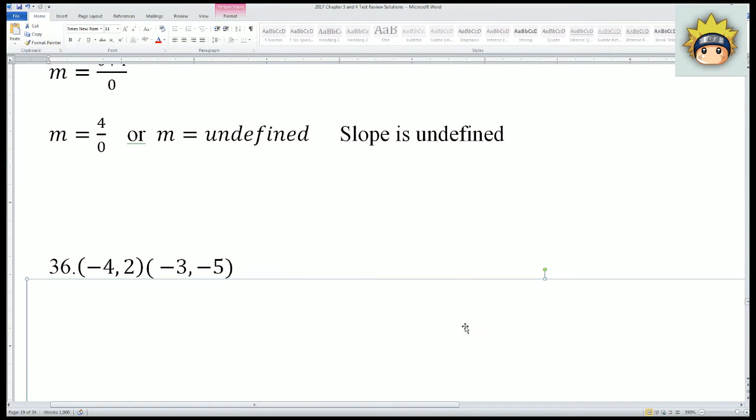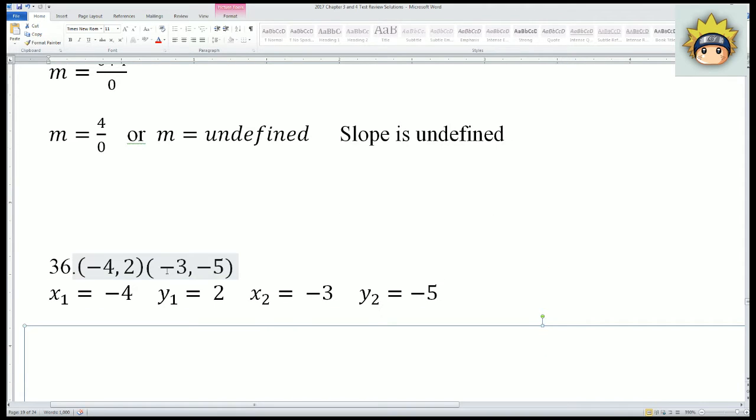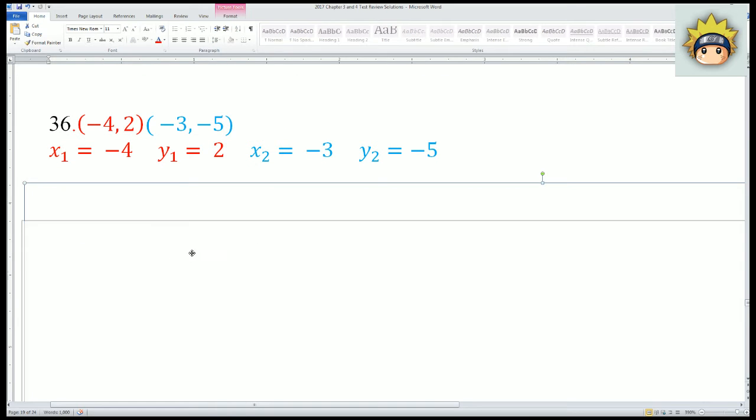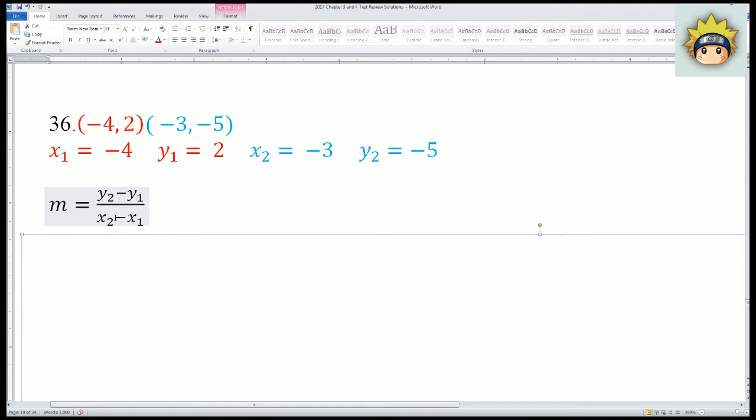Let's go to the next one. 36. Here are my 2 points. Let me color code it for you. Here's your red. Let me make this blue. There you go. Okay. y2 minus y1 divided by x2 minus x1.